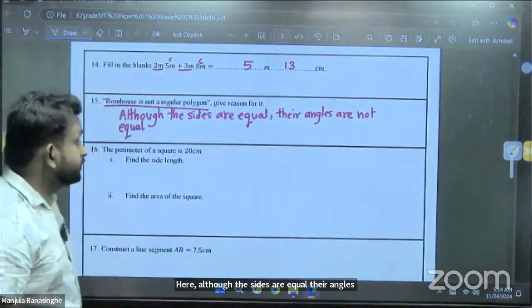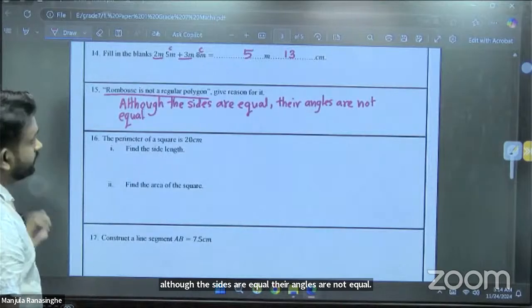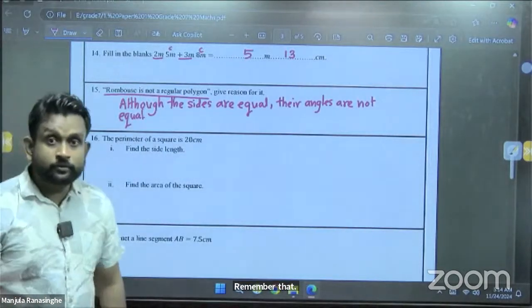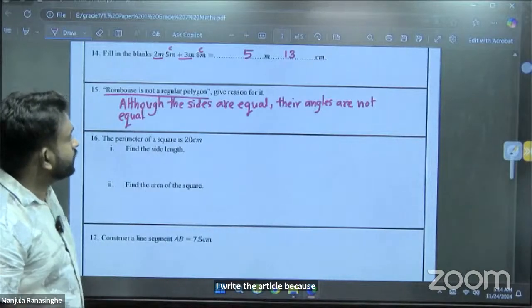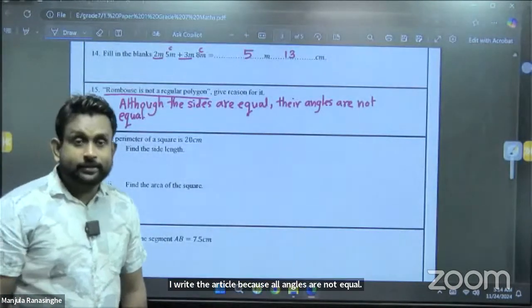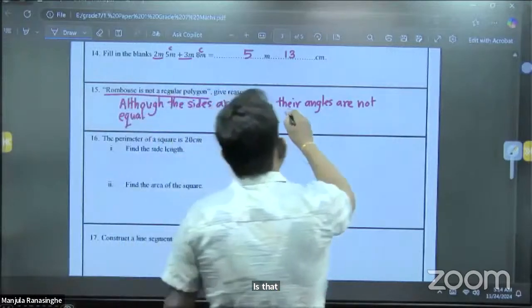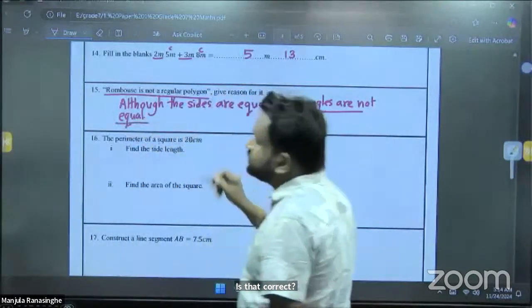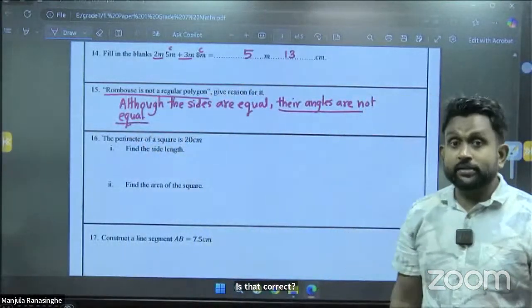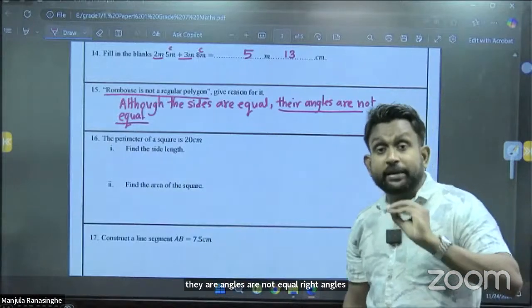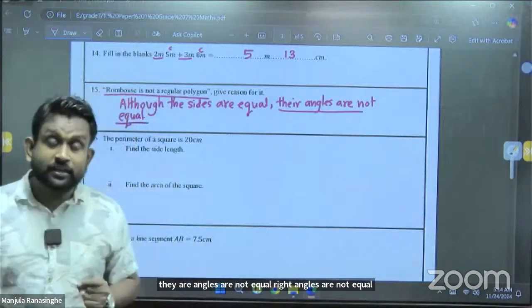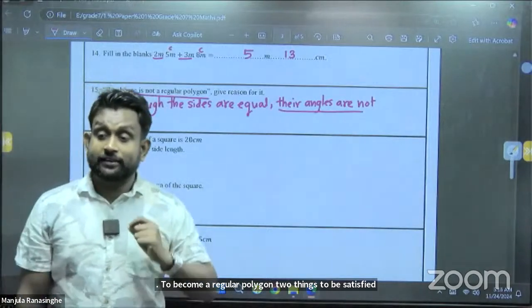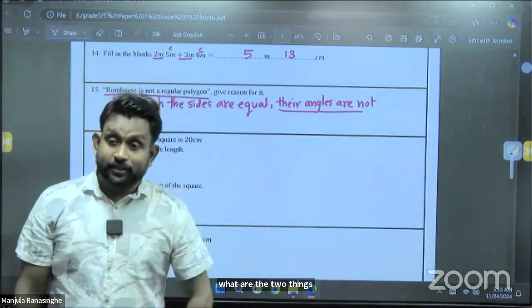Remember that. Excuse me, sir. Yes. I wrote the answer because all angles are not equal. Is that correct? Yes, correct. The main important part required is their angles are not equal. To become a regular polygon, two things must be satisfied. What are the two things? Their sides equal as well as their angles equal.